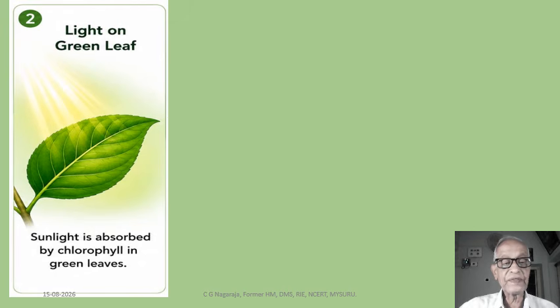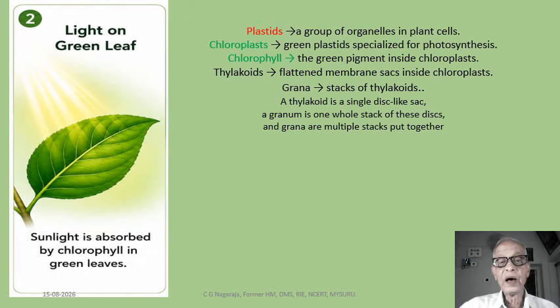Here is a green leaf that shows how sunlight falls on it. You see, sunlight is falling and it is being absorbed. Plastids are a group of organelles in plant cells. Chloroplasts are green plastids specialized for photosynthesis. In the chloroplast, the green pigment chlorophyll is important. And in the chloroplast, there are flattened structures called thylakoids.